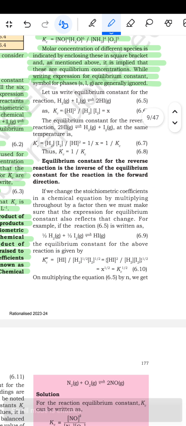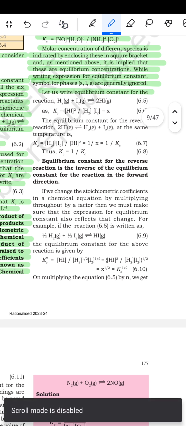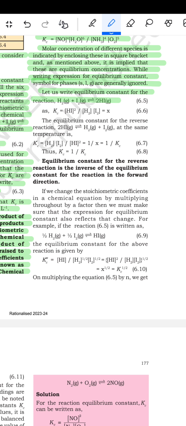Then it says, let us write the equilibrium constant for the reaction H2 + I2 ⇌ 2HI as Kc = [HI]² / [H2][I2], so call it x. The equilibrium constant for the reverse reaction 2HI ⇌ H2 + I2 at the same temperature is Kc' = [H2][I2] / [HI]², that is 1/x, or 1/Kc. So on reversing the reaction, Kc becomes 1/Kc. The equilibrium constant for the reverse reaction is the inverse of the equilibrium constant for the reaction in the forward direction.